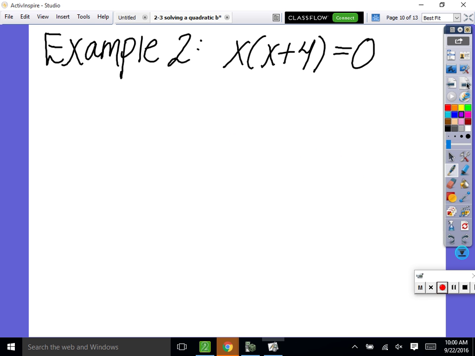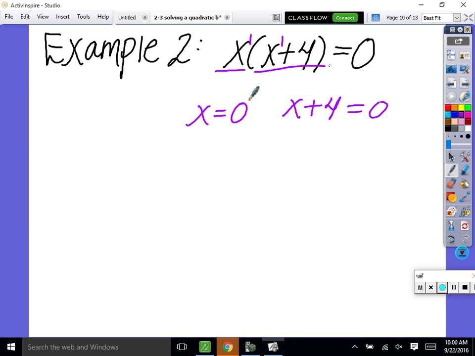Look at number 2. X times x plus 4. Isn't it already factored? Degree 1? Degree 1, correct? So we'll set each factor equal to 0 and solve. So x to the first is technically x plus 0, so let's just write x equals 0. We set that equal to 0 and set x plus 4 equal to 0. We'll set each factor equal to 0 just like before. Now solve for x in each case.